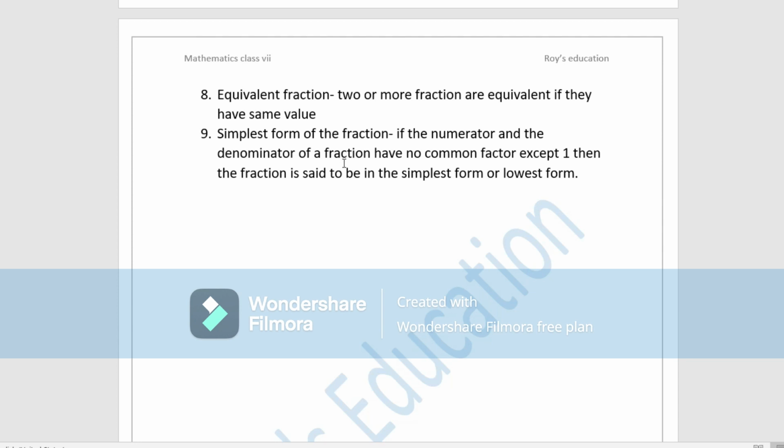Okay, so what is the simplest fraction? If the numerator and the denominator have no common factor except 1, and no other number is a common factor, then we can say that the fraction is said to be in the simplest form or in the lowest term.